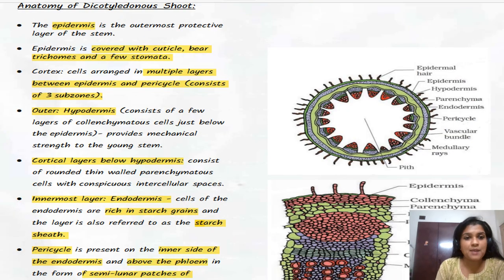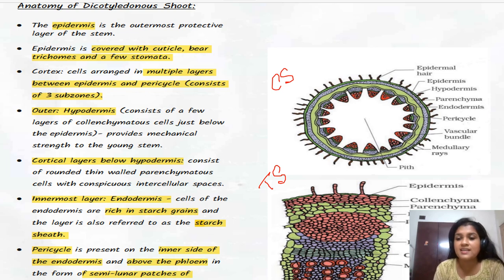So now let us come to anatomy of dicotyledonous shoot. This is the cross section, and this is the transverse section. Okay, we will come to this picture in details later on. So this is the cross section of anatomy of dicotyledonous shoot.